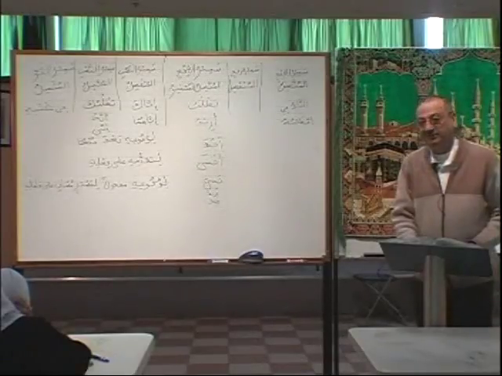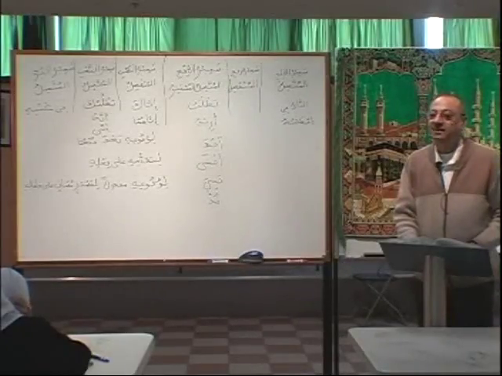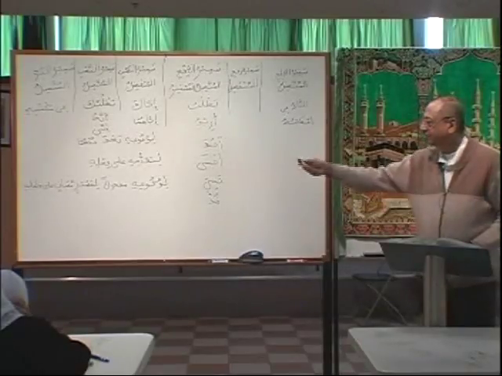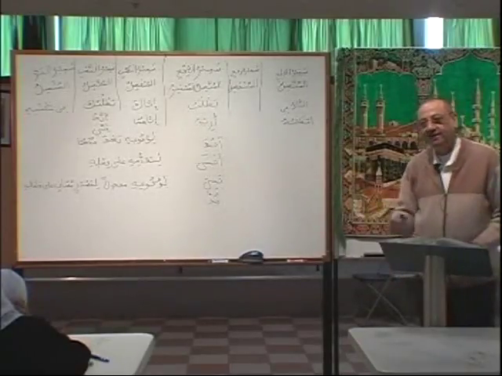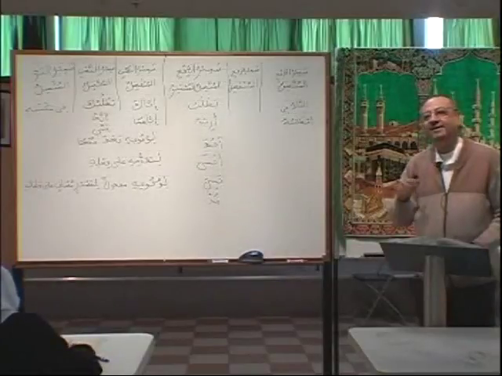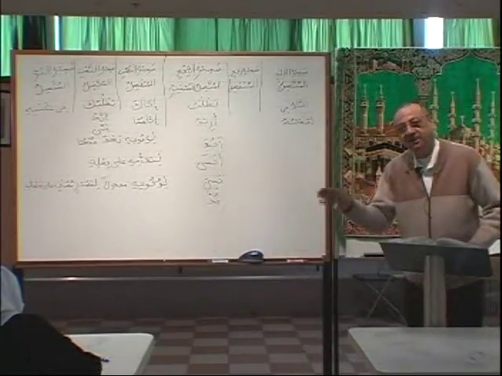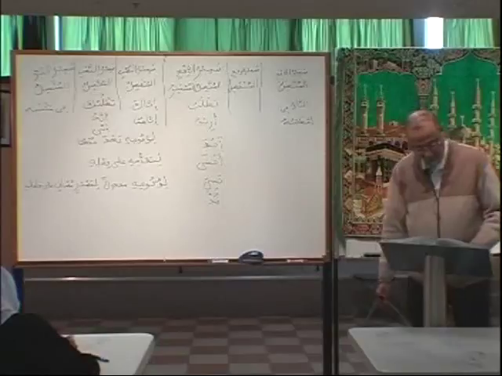Mansuba, munfasil. Why has it come in the beginning? The answer is, li taqaddumihi ala fi'alihi. Because it preceded the fear. Okay, fine.